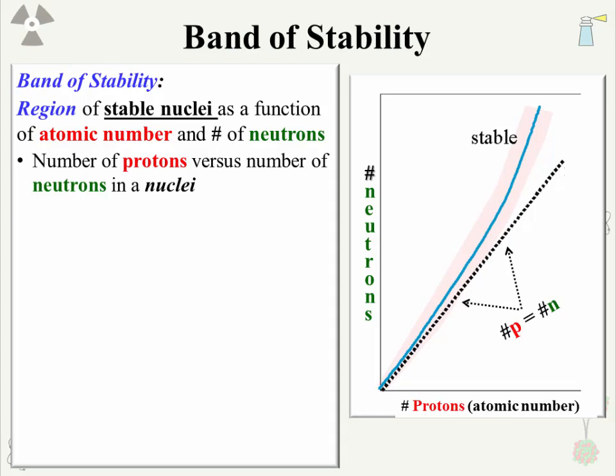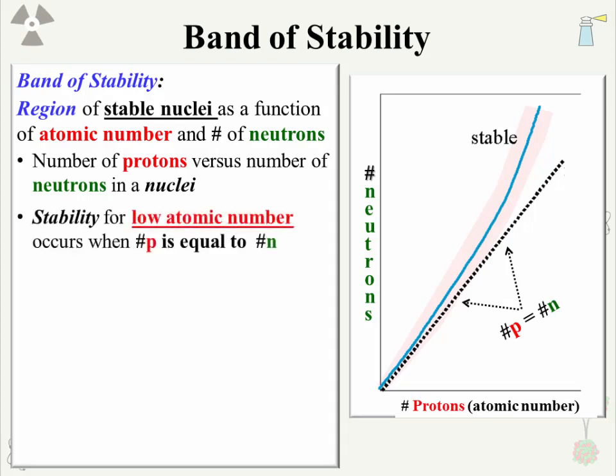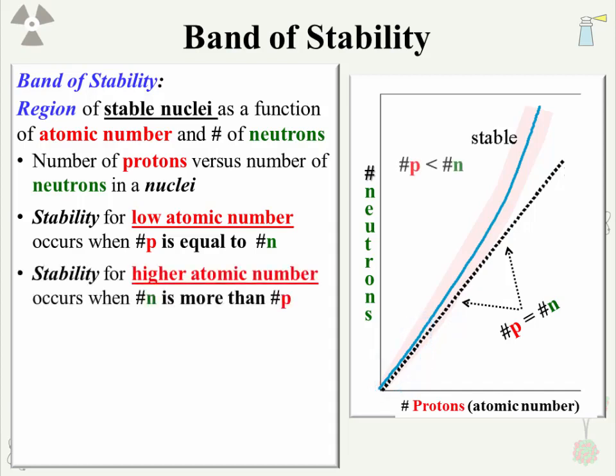Not all combinations of protons and neutrons are stable. Stability of a nuclei for atoms with a low atomic number, like helium, occurs when the number of protons is approximately equal to the number of neutrons. That's here on the curve. The dotted line and the blue line overlap. The stability of nuclei for atoms with a higher atomic number, like lead and mercury, occurs when the number of neutrons is more than the number of protons. That's up here on the graph.